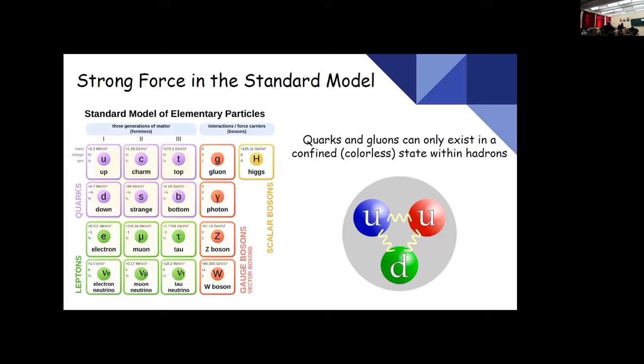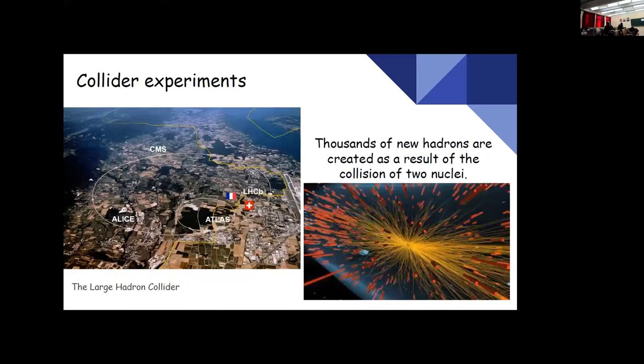For example, if the density of this matter is pretty high, like in the very early universe, these quarks and gluons can be deconfined. And that's one of the purposes of collider experiments. They try to create these extreme densities, just like in the early universe. So this is a picture of this huge circle, which is actually underground.